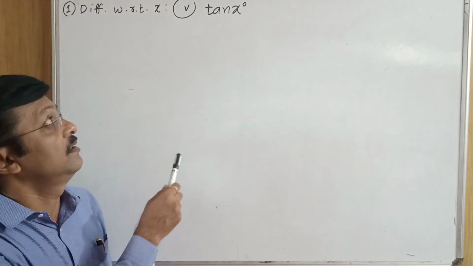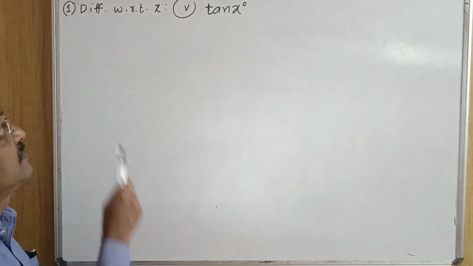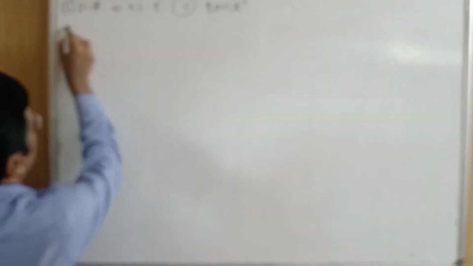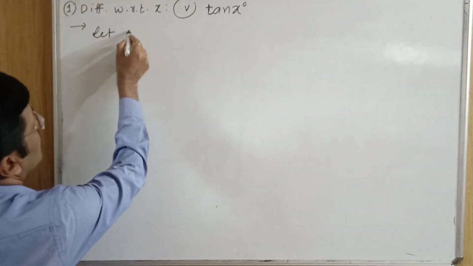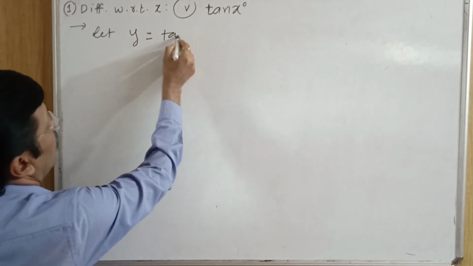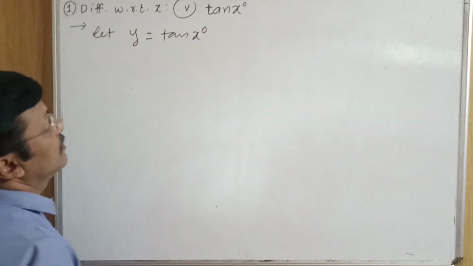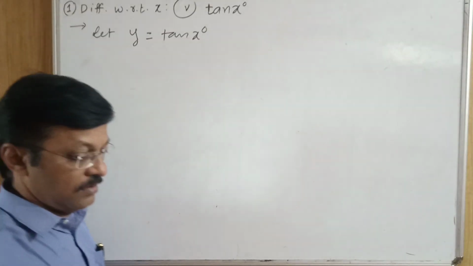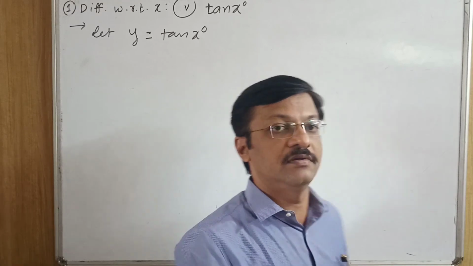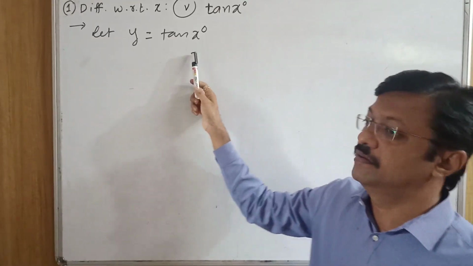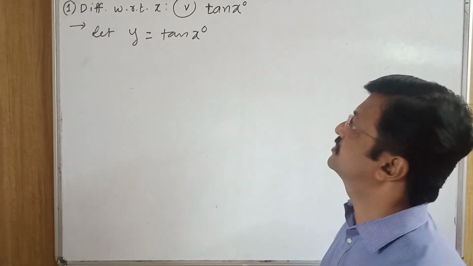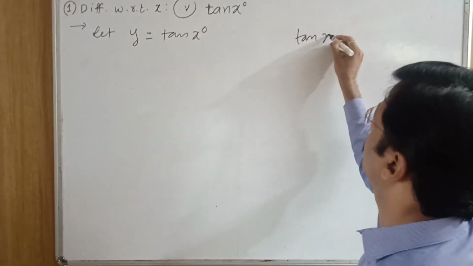See this new example. Differentiate with respect to x tan x degree. So we take the given function as y is equal to tan x degree. Then differentiating. Now before differentiation we have to think about this function a little bit closely. Tan x degree, it's not tan x. When you write just tan x, you know that its derivative is sec square x.